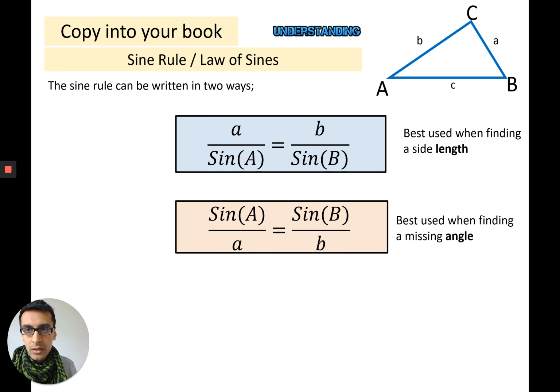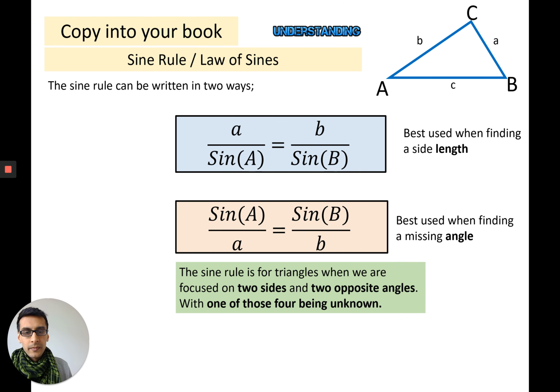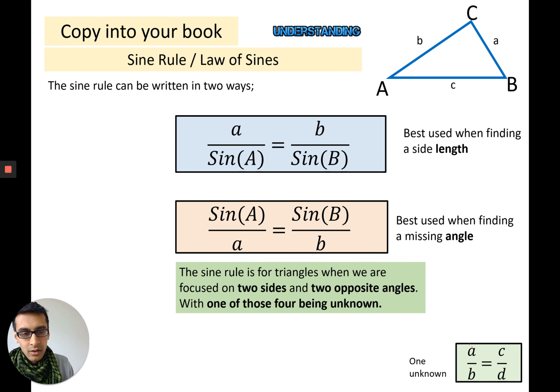In terms of when you use the sine rule, it's when you have two sides and two opposite angles with one of those four being unknown. The way to remember that is basically it's just a fraction and another fraction, and if there's one unknown, it could be A, B, C, or D. If you know the other three, you can work out the missing value. So you can pause the video and copy this slide out, and then I am going to show you how to use the sine rule.